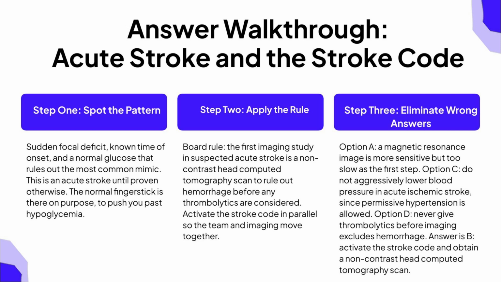Because permissive hypertension is allowed in acute ischemic stroke. Giving thrombolytics before imaging is dangerous and never the first move. The correct answer is B. Activate the stroke code and obtain a non-contrast head-computed tomography scan.